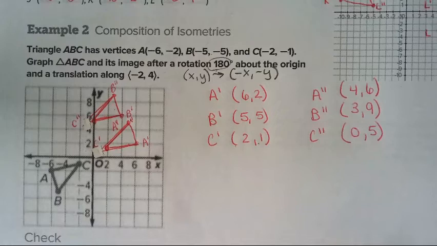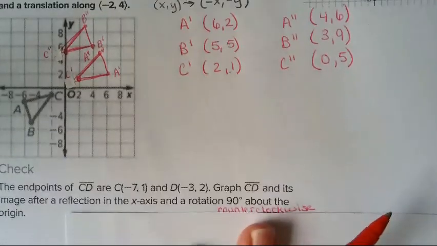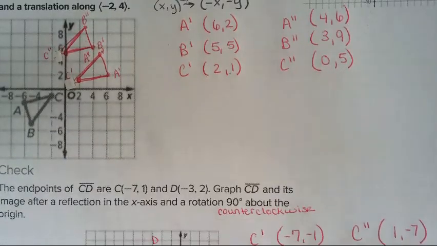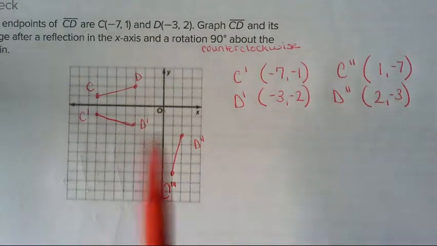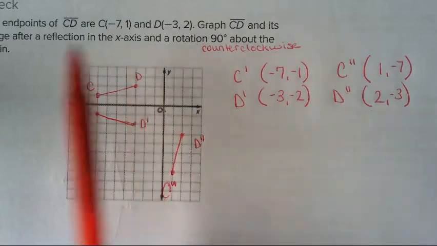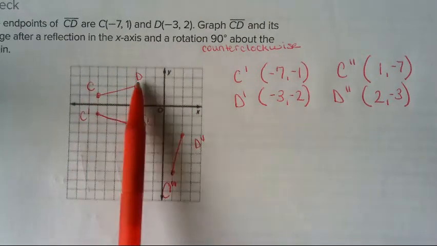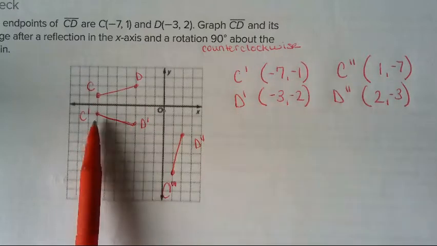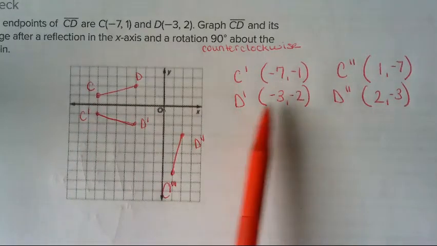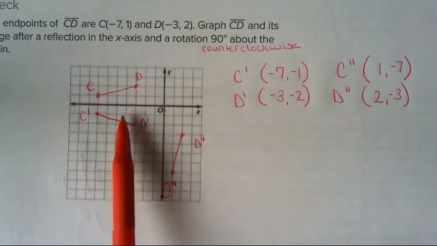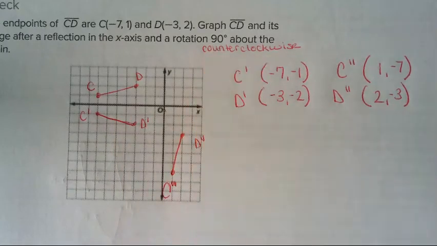Pause the video and try the check question. In the check question, you were doing a line segment. Here was CD. It asked you to reflect across the x-axis first. So I reflected and I wrote down my coordinates: (-7, -1) and (-3, -2). Then it asked me to rotate 90 degrees.